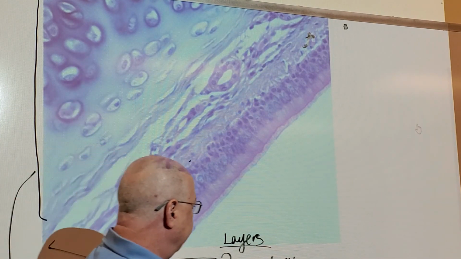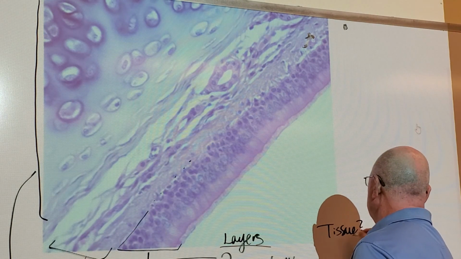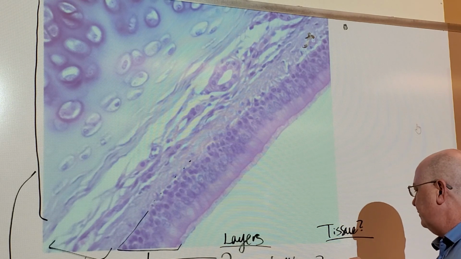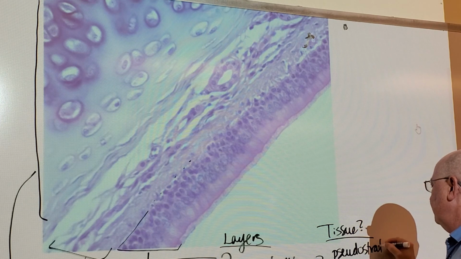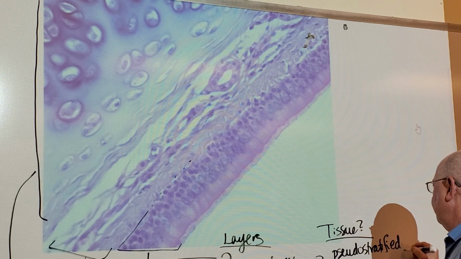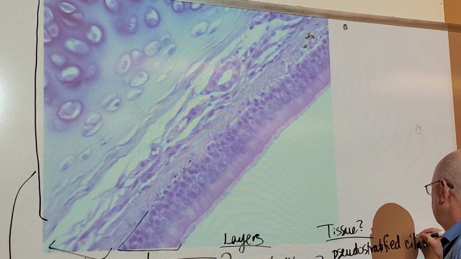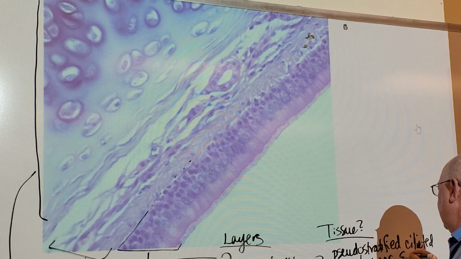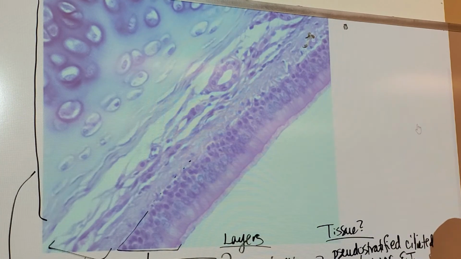Okay. Now, what kind of tissue is found in each layer? The respiratory epithelium is made up of pseudostratified, ciliated, columnar epithelial tissue. It's pseudostratified, ciliated columnar epithelium.